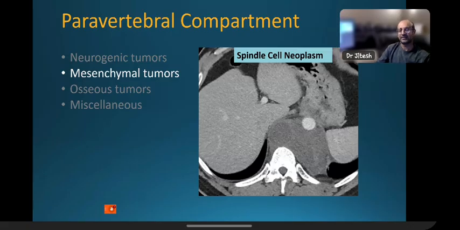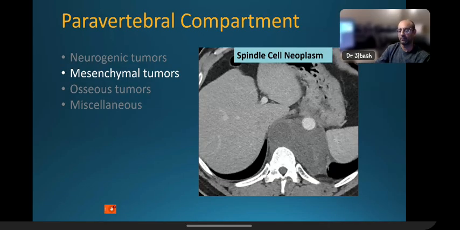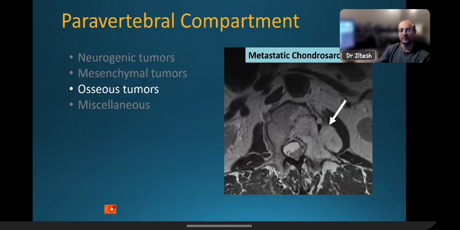This is an example of a spindle cell sarcoma, which is a mesenchymal neoplasm, in a patient who has this mass, which is predominantly located in the paravertebral space or posterior mediastinum. It looks like a little heterogeneous mass with some areas of necrosis. Again, diagnosis in these patients is usually made with biopsy, but localization is helpful to narrow the differential diagnosis.